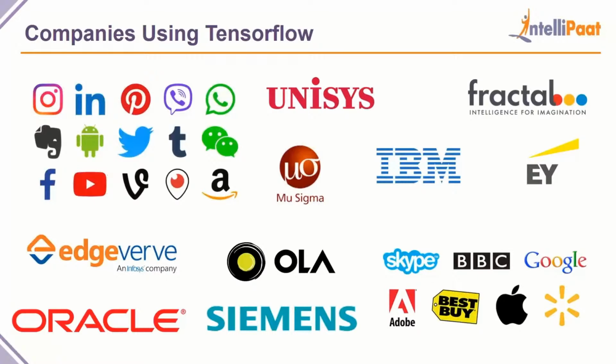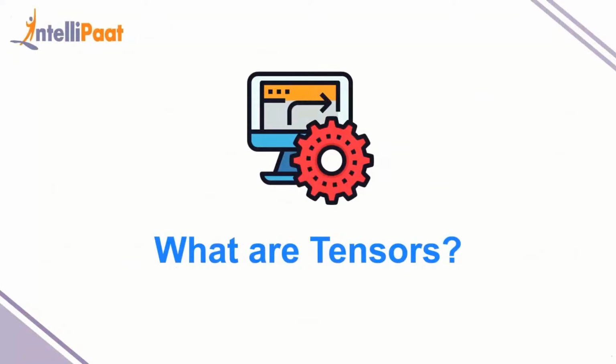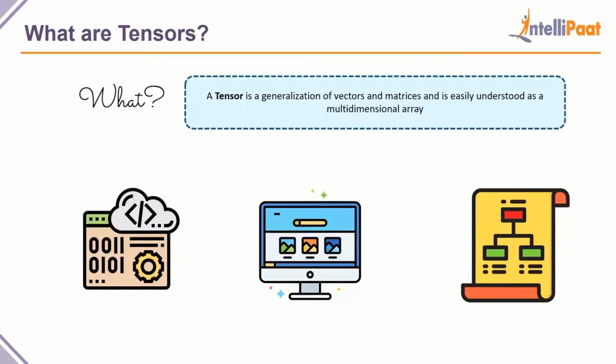So with that, let's take a look at what are tensors. Tensors are the basic processing unit of a TensorFlow application. You don't need to understand tensors at all to get started with TensorFlow. But if you want to take a look at underneath the hood, if you want to contribute to the code, then you need to understand what a tensor is. So let's take a look at that. A tensor is a generalization of vectors and matrices that is easily understood as a multi-dimensional array.